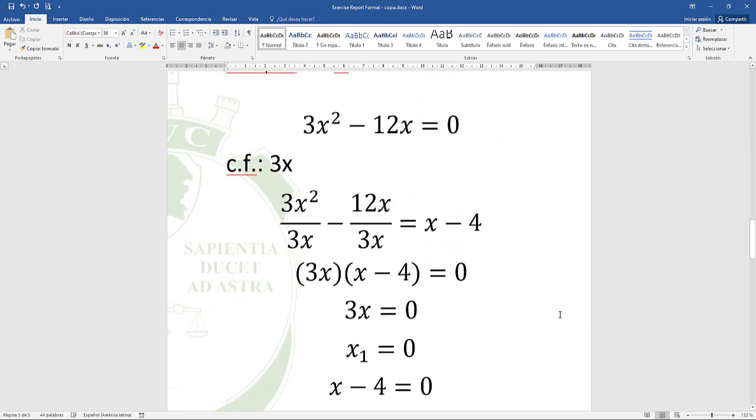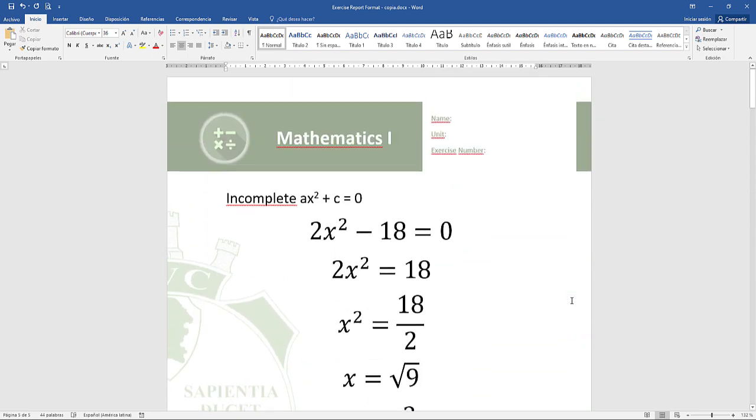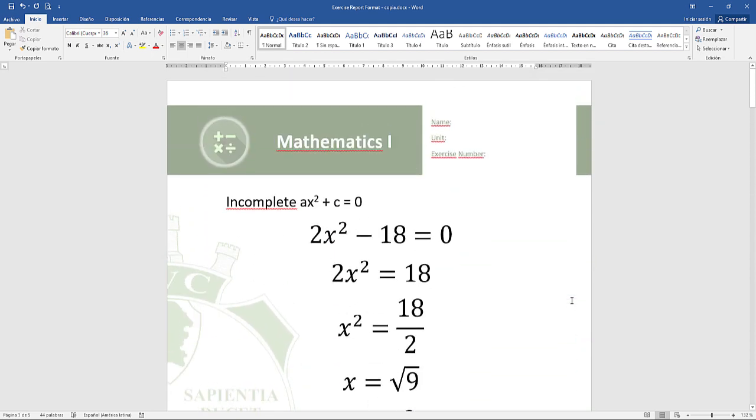Okay guys, if you check here, all the exercises are incomplete. Why? Because we start with that kind of exercises. So in the next class we will work with the complete quadratic equation.